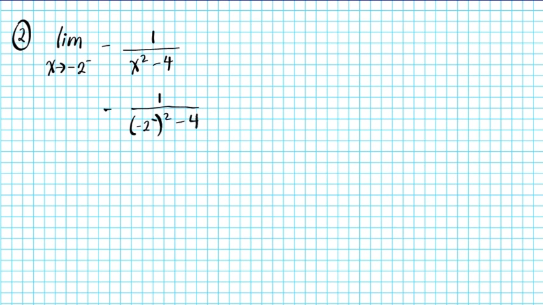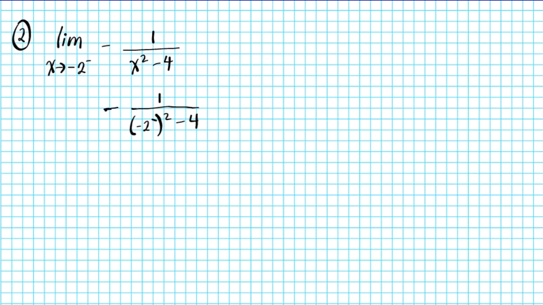Let's say that you're to evaluate the limit as x approaches negative 2 from the left of negative 1 divided by x squared minus 4. You want to do something like that. We're going to go ahead and substitute. We're going to have negative 1 divided by negative 2 from the left squared, minus 4.